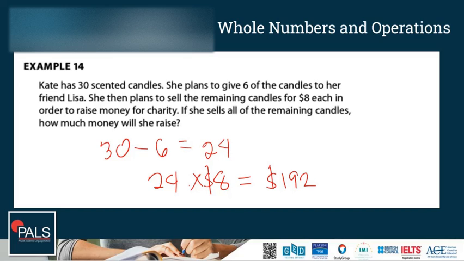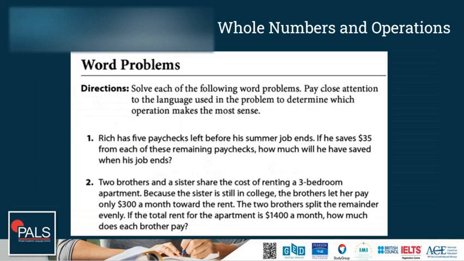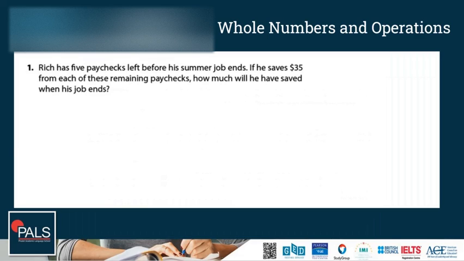I've shown you several examples for solving word problems involving whole numbers and operations. At this time, I want you to try to answer 5 word problems. Okay, the directions. Solve each of the following word problems. Pay close attention to the language used in the problem to determine which operation makes the most sense. I want you to pause the video and try answering the question. There are 5 questions. After finishing your work, play the video to check your answer. Are you done? Let's answer.